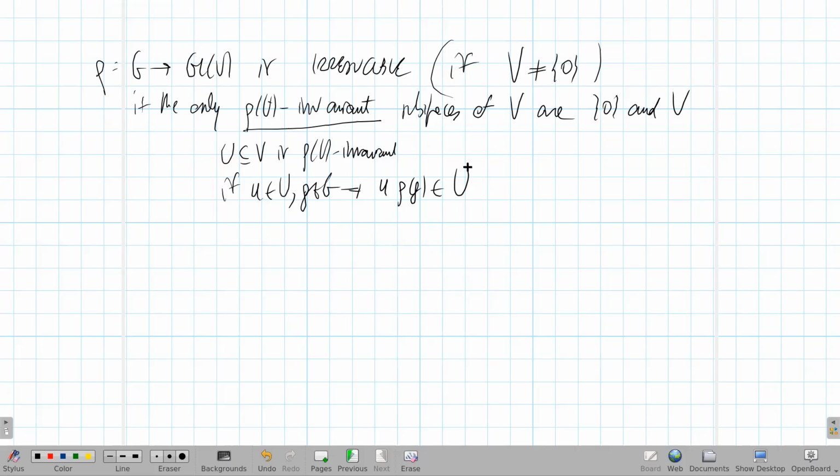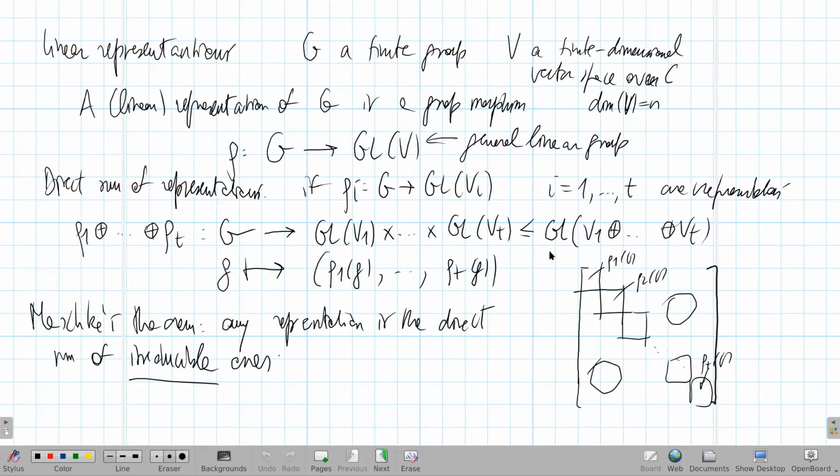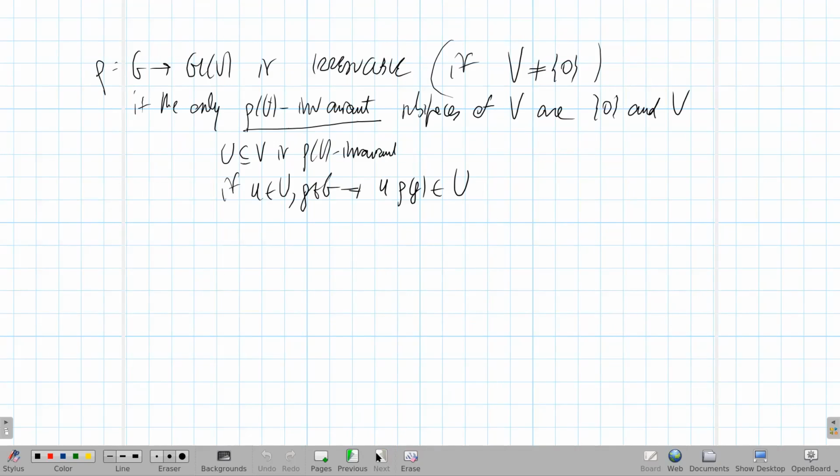Like a simple group is a non-trivial group in which there are no normal subgroups except the trivial ones. So here the only rho(G)-invariant subspaces are 0 and V. These are of course rho(G)-invariant, but there aren't any other. So as a consequence of Maschke's theorem, you can decompose a representation into a direct sum of irreducible ones. And so in a sense, studying the irreducible ones is all you need, because then with this simple construction, say block-wise matrices, you can obtain all representations.